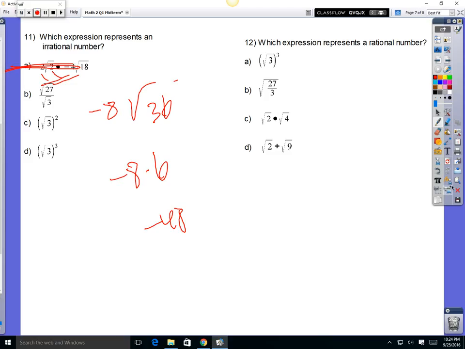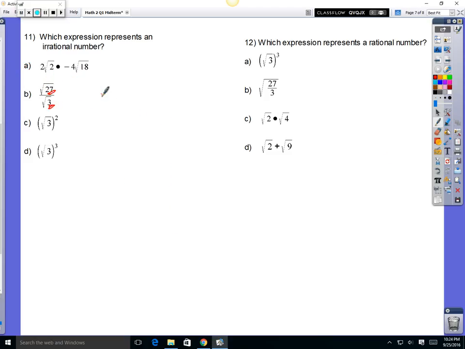B, okay, these play together, 27 and 3, divide them. 27 divided by 3, that's the same as square root 9, which is a whole number. That's cool. C is cool, because the square is going to kill the square root, so it's just going to be 3. So it is D.